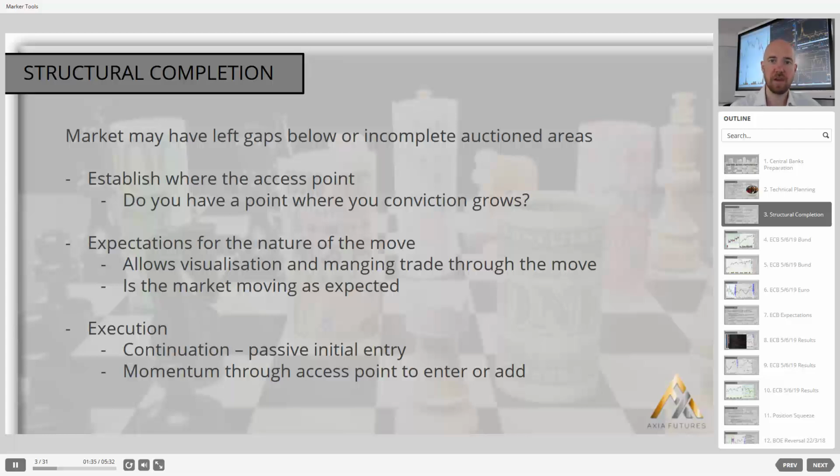That's the point where your conviction grows. That's the point where you want to build your size into the trade, take the maximum amount of risk, because you know that you've got the volume behind you. You know you've got the participants in the market that can drive the market towards completing that structural move. So that gives you where to get into the trade.